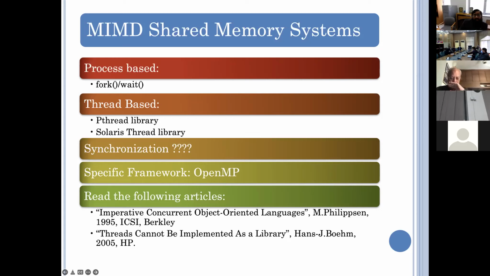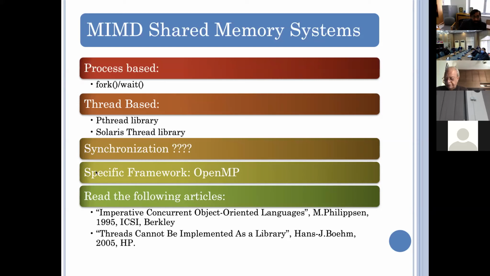But the question is how we can do the synchronization. In a shared memory system, we have to synchronize using read and write commands. So the difference between shared and distributed is the synchronization part. In a shared memory system, we use read and write, while in distributed, we have to use send and receive. That's why I told you we have a specific framework, the Message Passing Interface. Programming using process-based and thread-based approaches is very difficult.